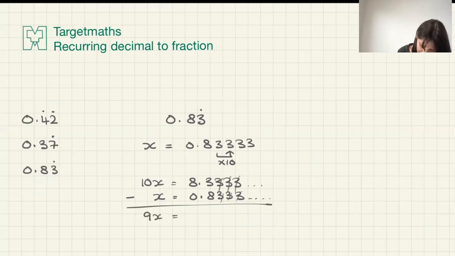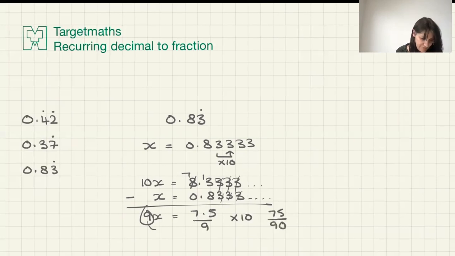They cancel out. Obviously 3 take 8 I can't do, so I would need to do my normal subtraction and take one from the one next door. That's going to give me 7.5. Divide through by 9, get rid of the decimal, and I've got my answer, which does cancel all the way down to that. Okay, so just take care with the subtraction.